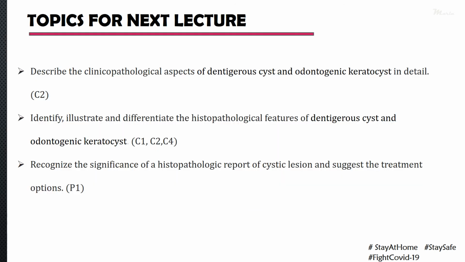With this, I want to conclude today's topic. I hope I have explained all the important aspects of radicular cyst. In the next lecture, we will be discussing the clinicopathological aspects of dentigerous cyst and odontogenic keratocyst in detail. We will also be able to identify, illustrate and differentiate the histopathological features of dentigerous cyst and odontogenic keratocyst. We will also recognize the significance of the histopathological report of a cystic lesion and suggest treatment options.